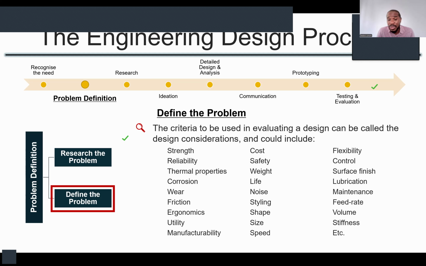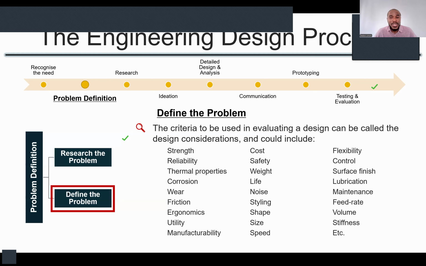It might be corrosion, wear, friction, ergonomics, cost, safety, weight, maintenance. You don't want something that is going to cost so much to maintain. It might have a very high initial installation cost, but maintenance is key for you. So all of these are various criteria. The life of how long that thing is going to live. Does it make noise? Is it stylish? Okay, the shape, the size.